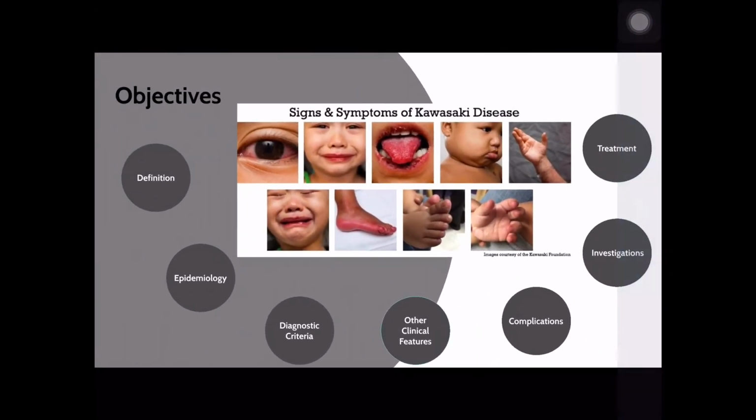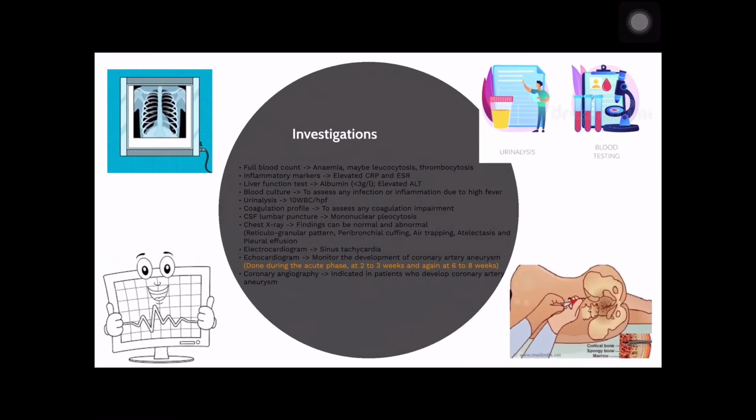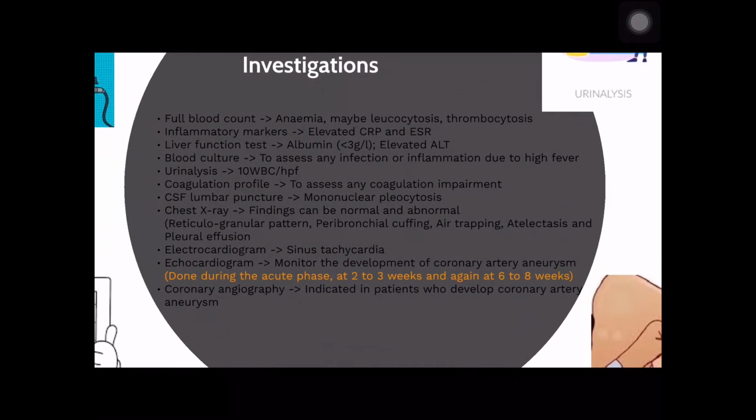There is no diagnostic test. Instead, the diagnosis of classical Kawasaki disease is made based on clinical features as mentioned. Therefore, the investigations below should be done. In full blood count, there are anemia, leukocytosis, and thrombocytosis. There are high inflammatory markers such as C-reactive protein and erythrocyte sedimentation rate.